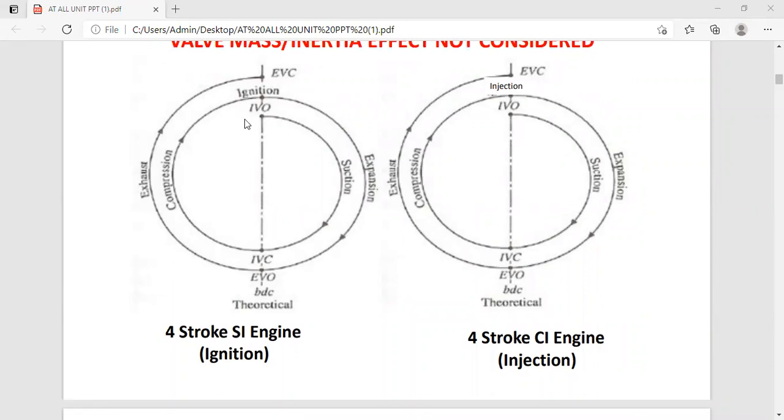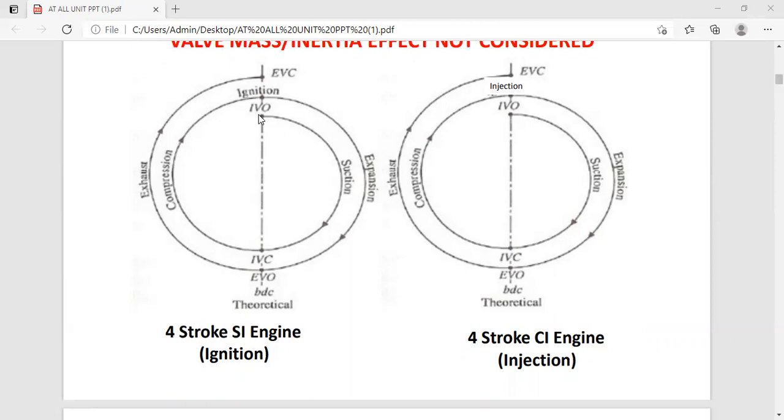So 10 degrees before TDC, it should be open. So the inlet valve opens a few degrees before TDC. When the pressure drops below atmospheric inside the cylinder, at that time fresh charge is admitted. And when the piston reaches BDC at this point, it starts the compression stroke and the charge continues to move into the cylinder due to its kinetic energy.